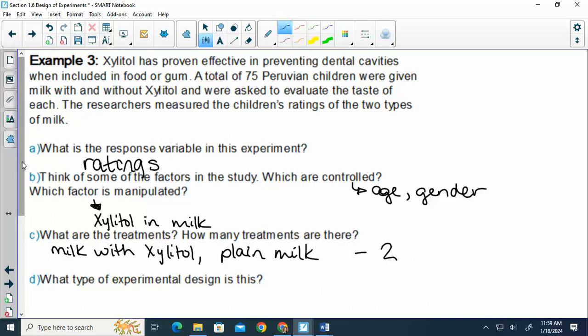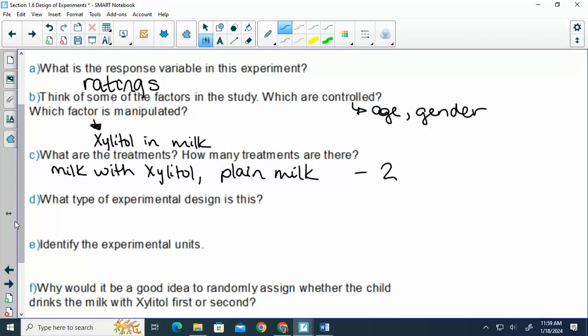What kind of experimental design is this? So is it blocking, randomized blocking? Is it completely randomized? Is it matched pairs? What would this be? Single blind? It is a single blind. That is correct, because the researcher knows which one they're getting. The kid does not.